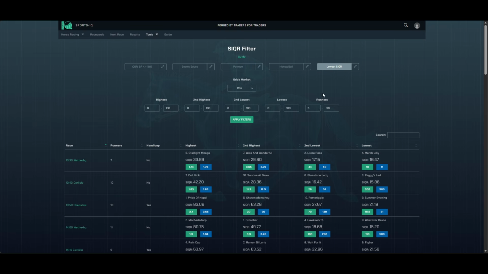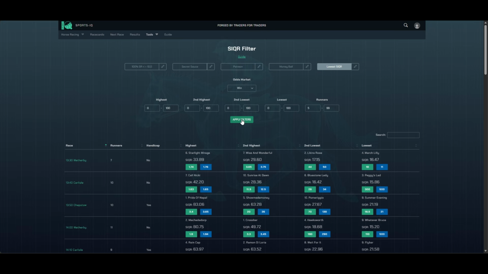Now underneath that you'll see the odds market selector. In this example we're looking at the win market. You can change this for top 2, top 3 and top 4. And this is where things start to get interesting. You'll notice you can filter by highest SIQR, second highest SIQR, second lowest SIQR and lowest SIQR. Also number of runners and whether the race is a handicap or not.